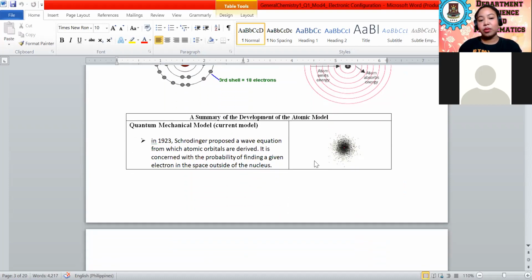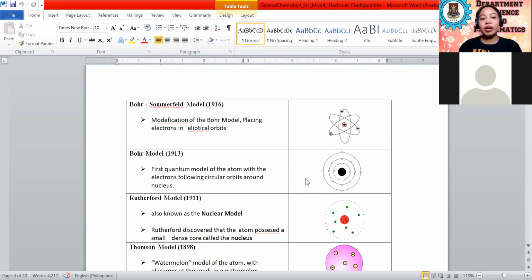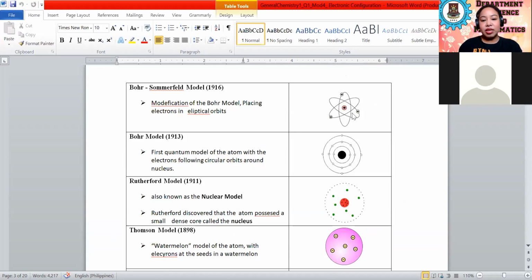This is the quantum model of an atom. It's more like dots and some other. This is the modified model of Bohr. Because if it looks like this, it is only planar.